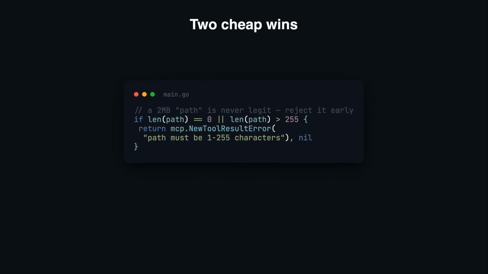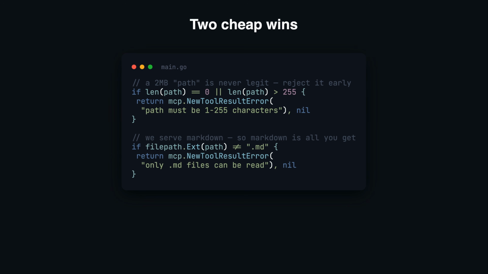So while we're in this handler, there's a couple of other cheap wins that we can grab. First, we can cap the argument size. For example, a 2 megabyte path string is never going to be a legitimate path, so we're just going to bin anything over 255 characters before doing any real work.